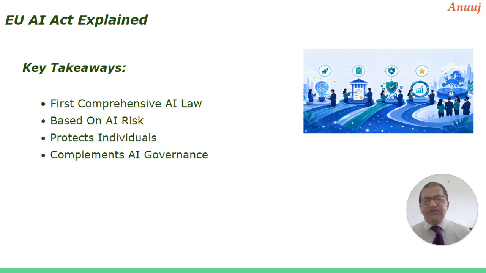Key takeaways: it's the first comprehensive artificial intelligence law which is based on the risk. It protects individuals and it complements AI governance, and that's something which is most important.